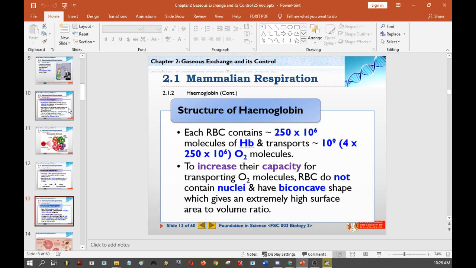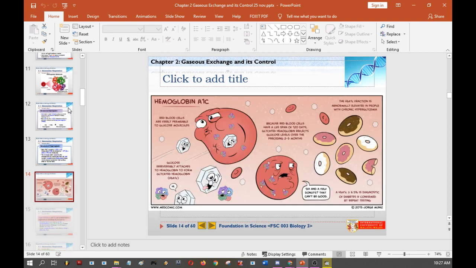To increase the capacity for transporting O2 molecules, red blood cells do not have any nuclei, and also the shape is kind of like a flattened disc. It's not a sphere, so that you can actually carry a lot of oxygen, and also it can stack. If you look at the red blood cells, they look like discs. So if they are flat like that, they can stack. When they stack, within your capillary, they can be stacked together a lot. They can carry a lot of oxygen that way.